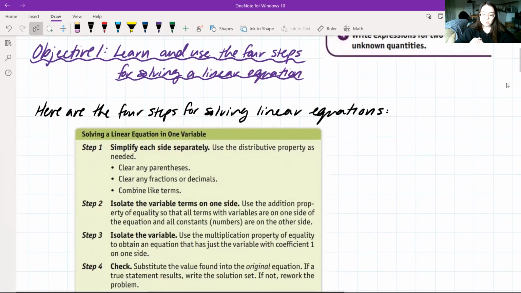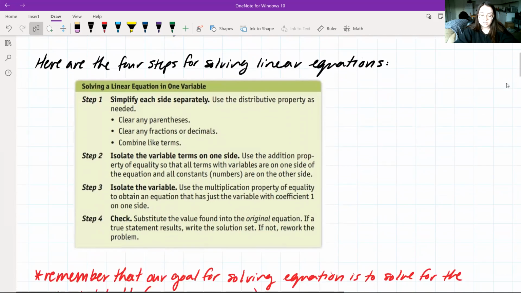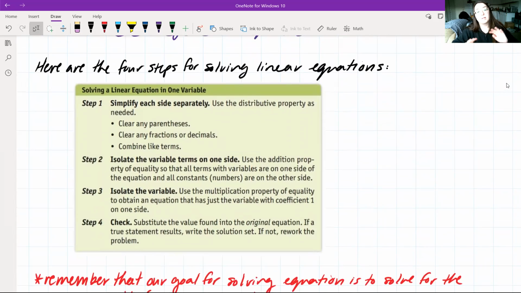So the objective 1, we want to learn and use the 4 steps of solving a linear equation. And here are going to be the 4 steps. And for the rest of this lecture, we're going to follow these steps when doing problems. So step 1, we want to simplify each side separately. So we want to simplify each side of the equality symbol. So we want to use the distributive property whenever we need to. We want to clear parentheses, so we want to get rid of parentheses. So simplifying anything that involves parentheses.